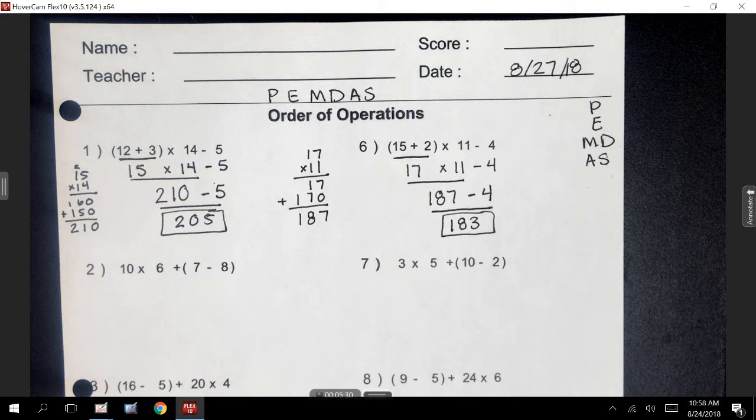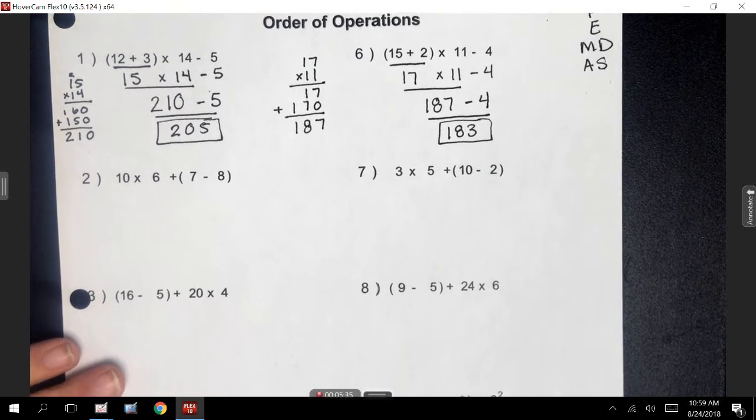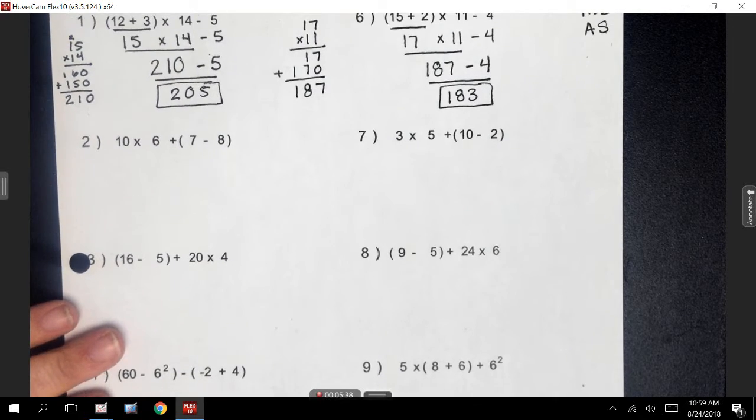Let's make sure we're getting that filled in. I am going to be looking at this. This will be turned in at the end of class with your classwork. All right. Let's move down to number 2.